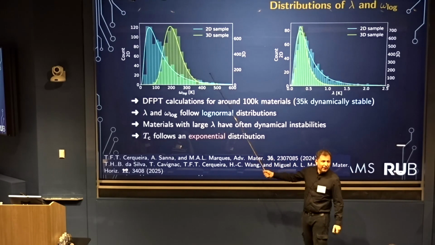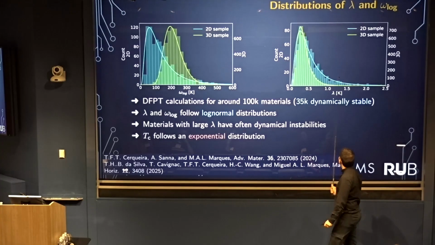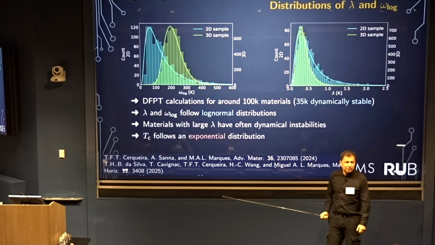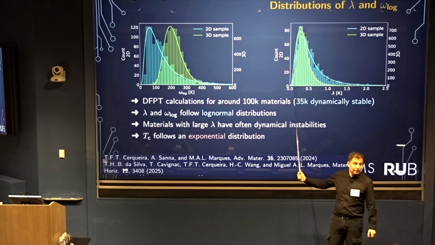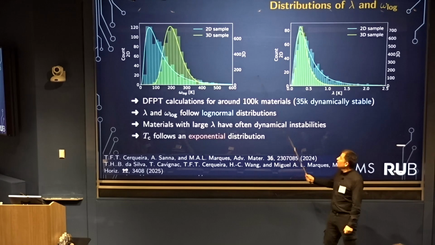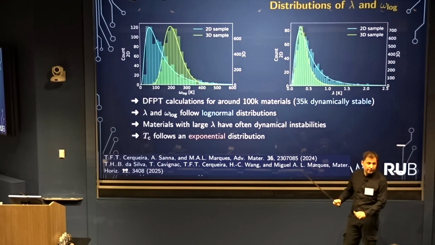Now, this would be a great thing for superconductivity, right? If you could grab a compound with omega log here and lambda here, this would give a very high TC. But you already know the problem is that these two distributions are not uncorrelated, right? Large values here usually anti-correlate with lambda and vice versa. That's the problem.